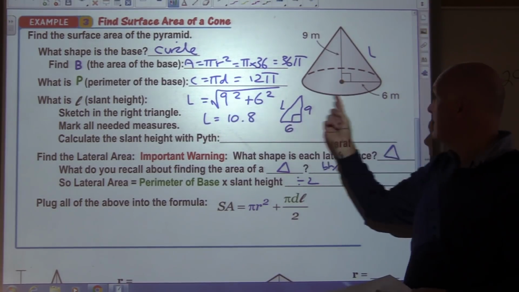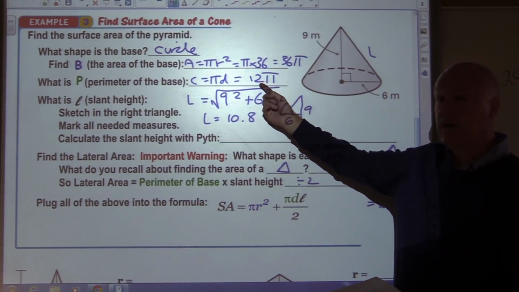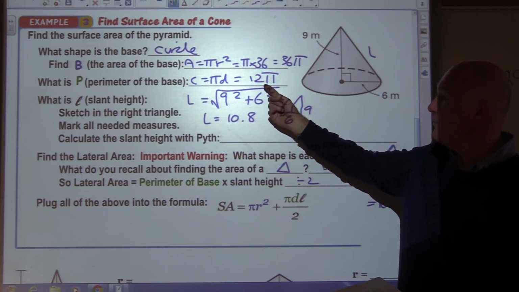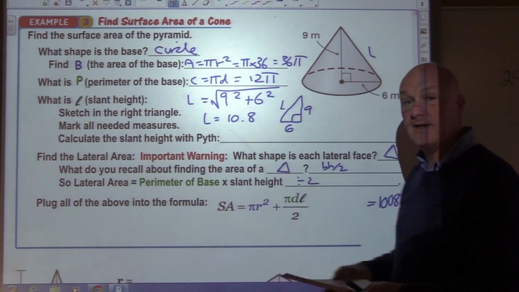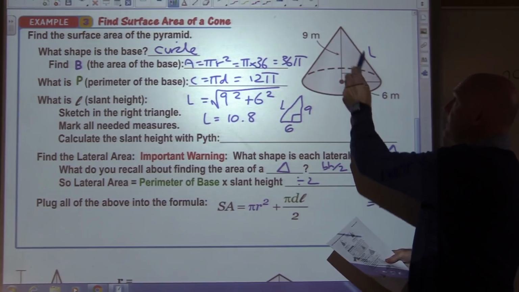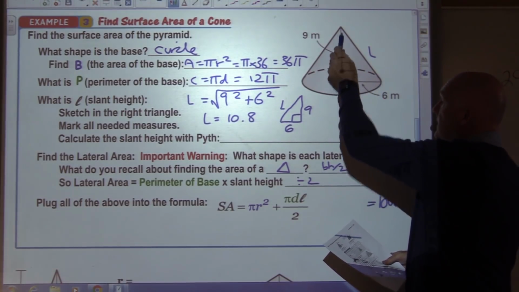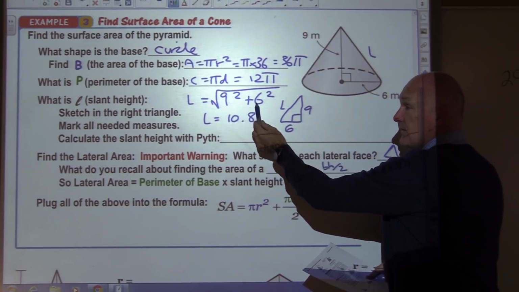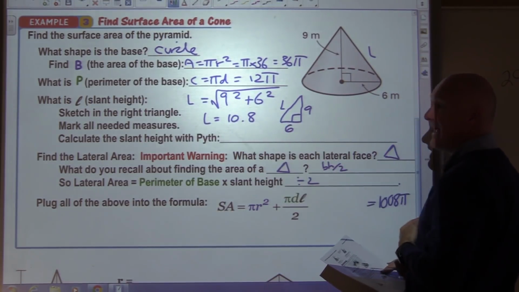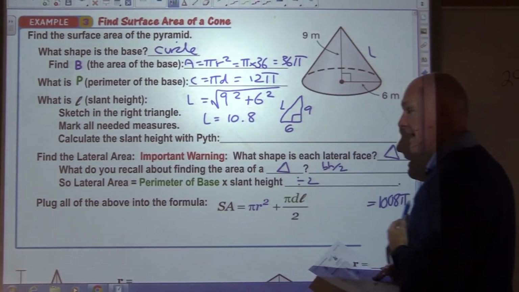Perimeter, remember, is the circumference, and again back in lesson 8.7 we learned that circumference is pi times d. The diameter here, we double the radius, so it's 12. So we've now got 12 pi. So we have 2 parts, B and P. We now need to get the slant height. We will have to use Pythagoras here because we need this height here, which is the hypotenuse of this triangle. I've just drawn it down here. 6 and 9. 9 squared plus 6 squared, square root, gives me 10.8. So I now have B, P and L.